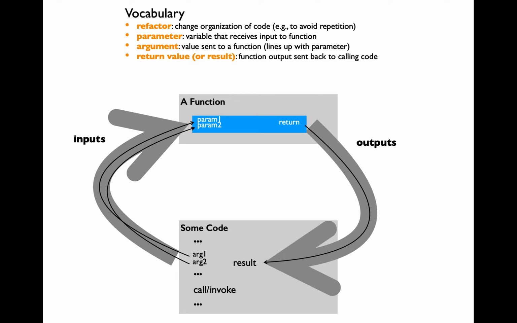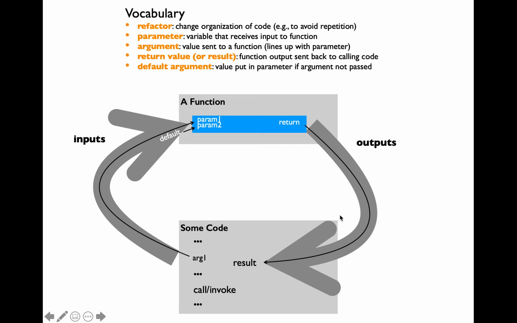Let's talk about output from a function. Output from a function is called the return value. An example here would be result, which is being returned from the function. Let's talk about default arguments. You can use default arguments to put in default values inside a particular parameter. For example, let's say that you want to pass some default value into param2 here. We are going to cover examples of default arguments in the next lecture.